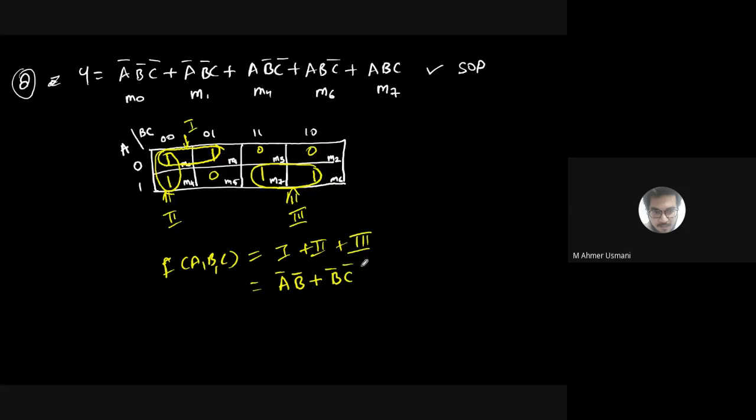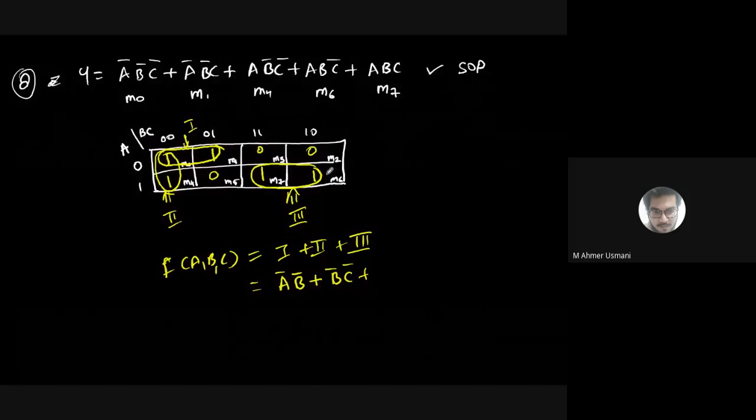What about group 3? Group 3 में क्या है? What is common? A is there and A is 1 over here also, A is 1 over here also. What is apart from A, what we have common? B. B is 1 over here, B is also 1 over here, but C is changing. C की वैल्यू यहाँ पे 1 थी, यहाँ पे C की वैल्यू 0 हो गई.